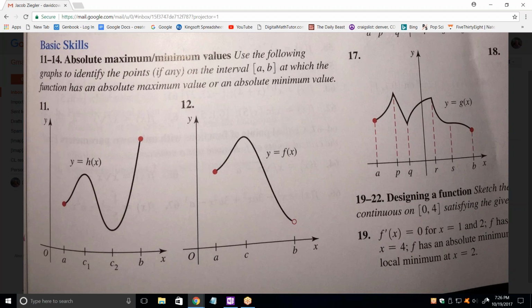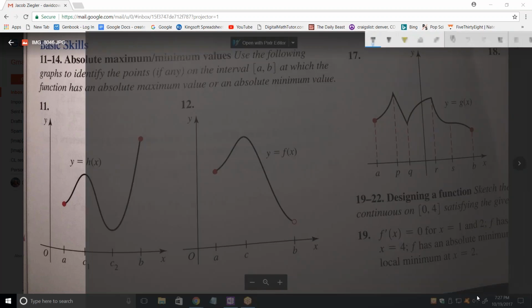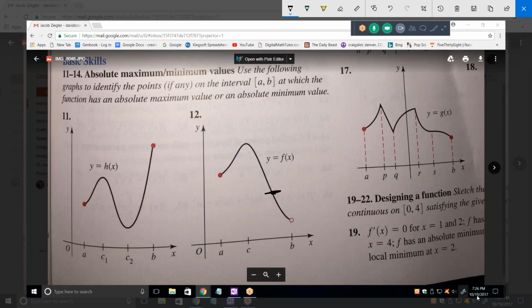Wait, why? Because I can find another point on that graph that's lower. In other words, this point's lower than A. But you can't really tell. Yes, you can. That point's lower than A. Here's A. We're looking at that value on the y-axis. Oh, so there's technically just no absolute minimum. No absolute minimum. Okay. Because it leads into this open circle.